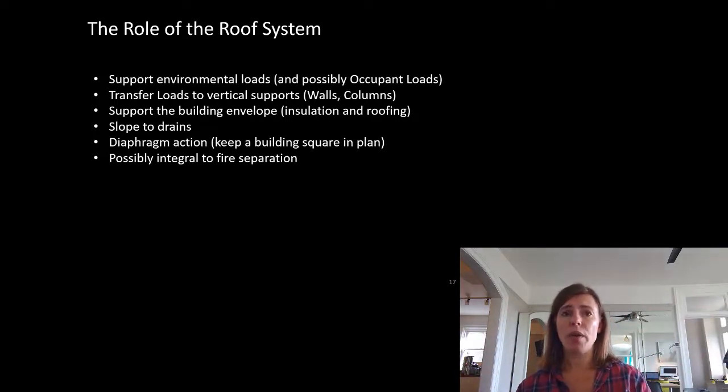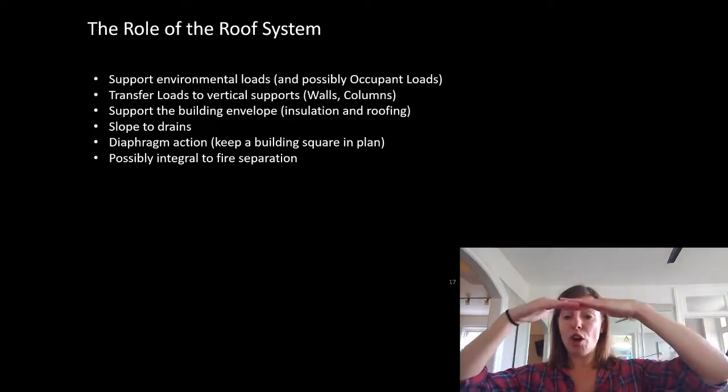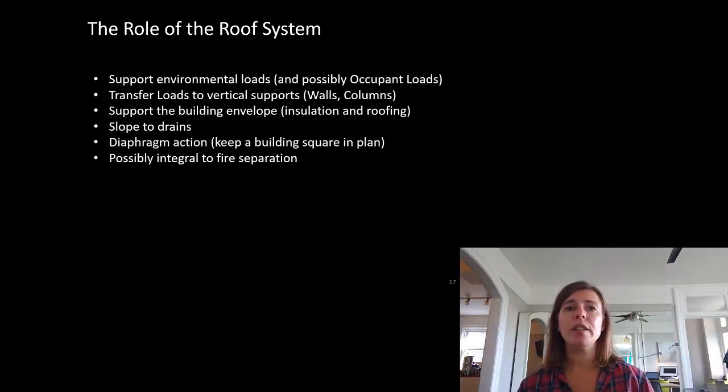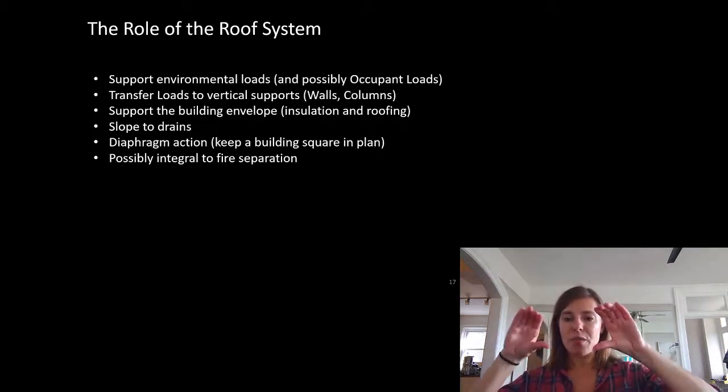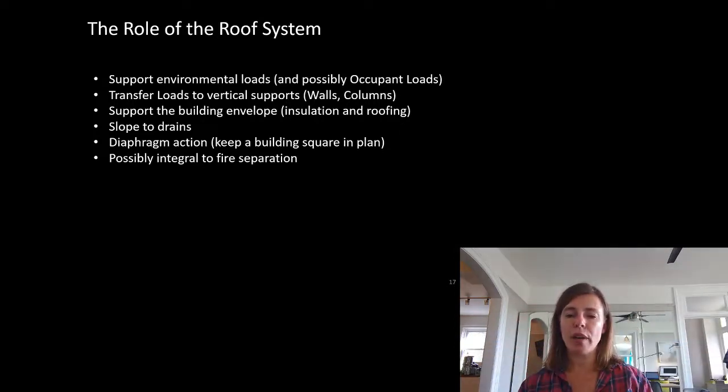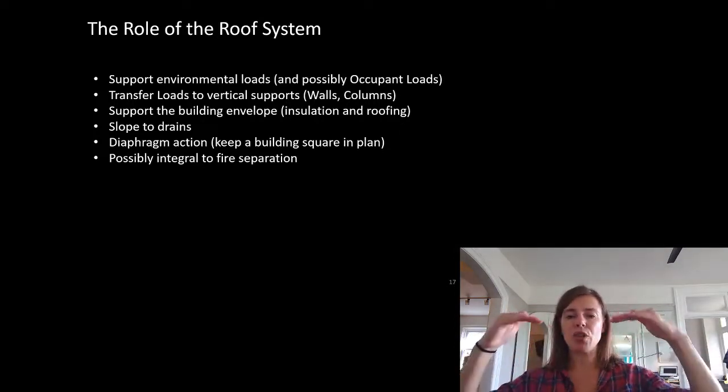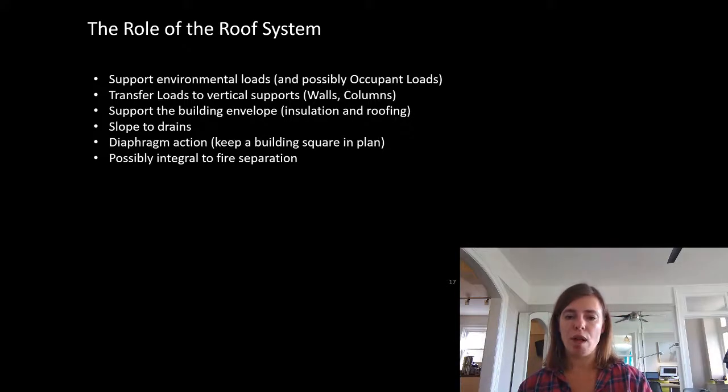It needs to support the building envelope. So that's our roofing and any insulation. It often slopes to drains. Now, there's a few ways we can do that. We can actually build it so that it slopes to a drain, or we can have our structure, and build up something else on top of it to slope to a drain.